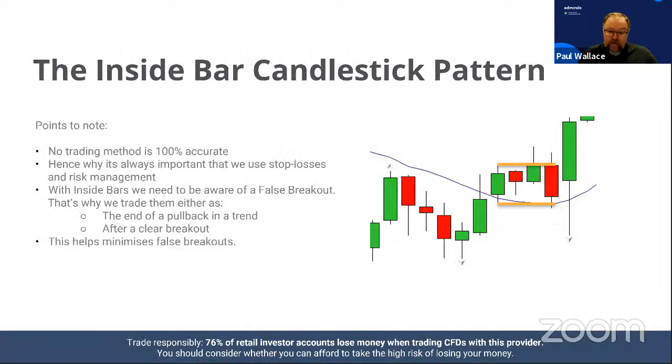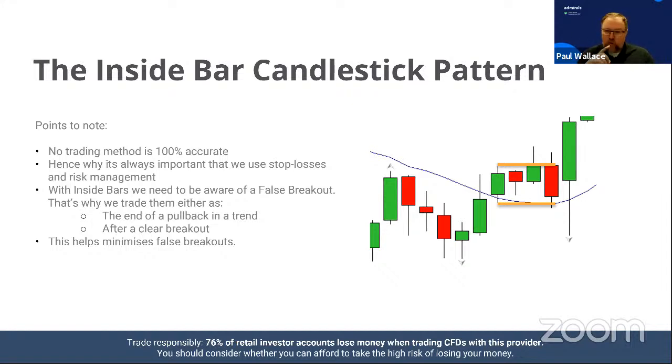With regards to that, we just have to recognize that no trading method is 100% accurate, hence why it's always important we use stop losses and risk management. With inside bars, you have to be aware there might possibly be a false breakout. That's why you trade them either as the end of a pullback in a trend or after a very clear breakout. If you do those two things, that helps minimize the opportunity for false breakout. So take note of that. I know no trading method is 100% accurate. If anybody tells you theirs is, they're talking nonsense, believe me, ladies and gentlemen.